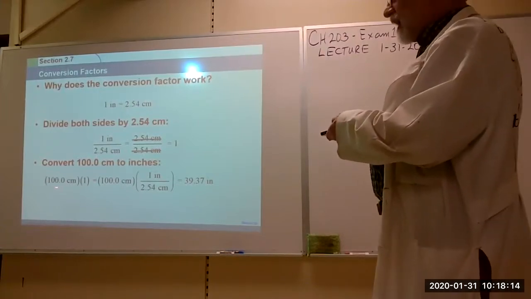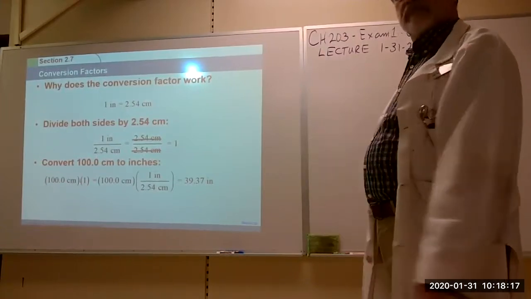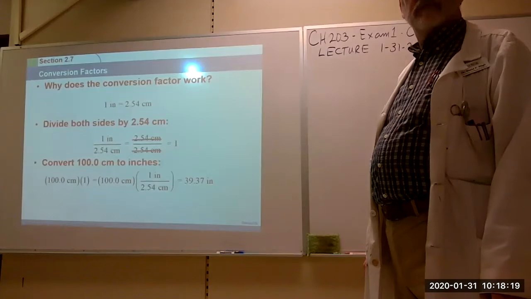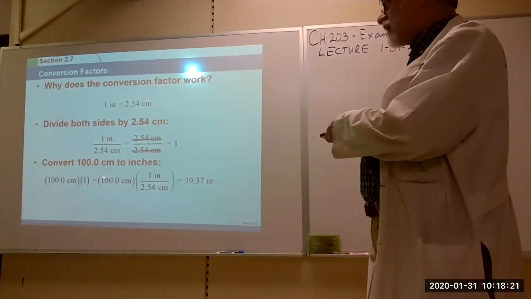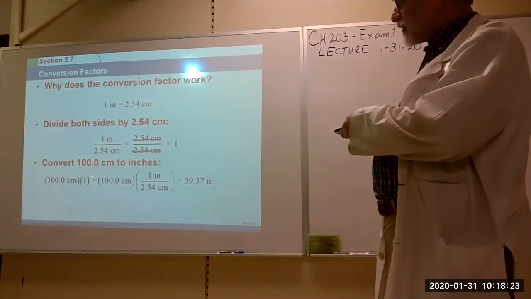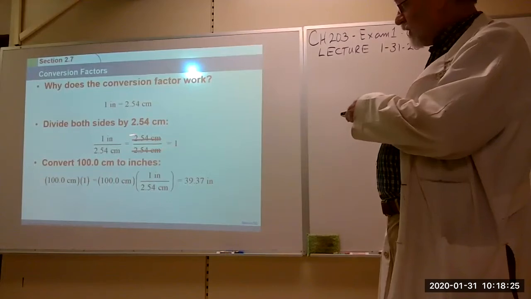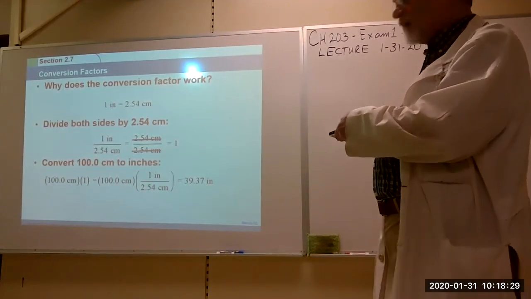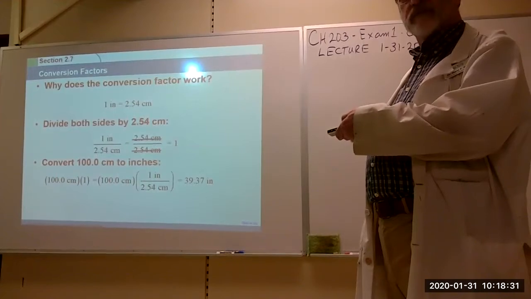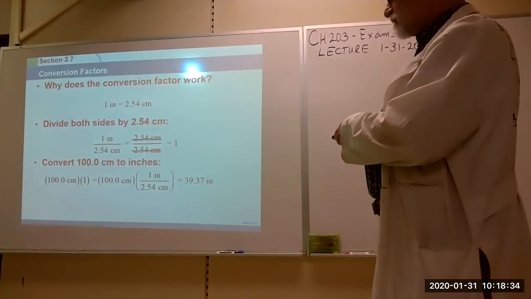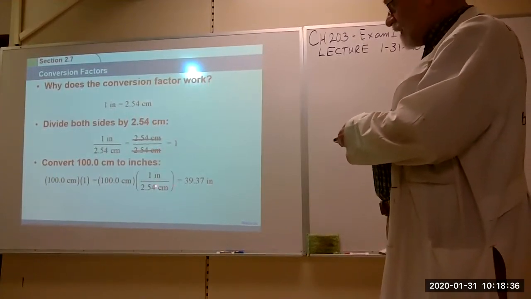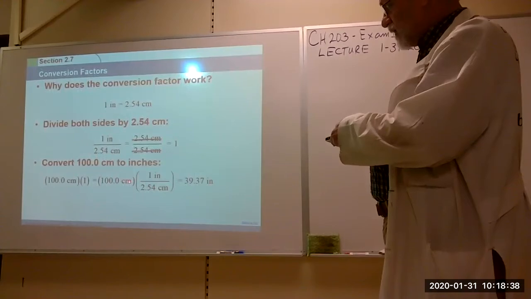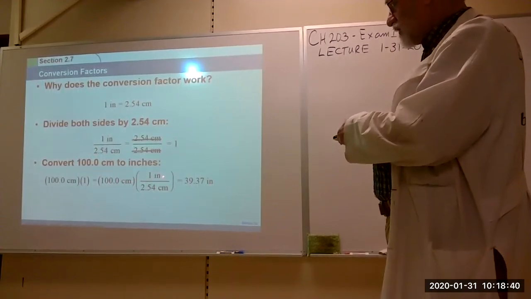I can multiply 100 centimeters by 1. That's valid, right? But I still got 100 centimeters if I do that. So I want to substitute something that's equal to 1. Well, this is equal to 1, right? So if I put that in there, substitute it for 1, I'm still obeying the rules. If I do that, then the centimeters here cancel the centimeters there and leaves us with inches.